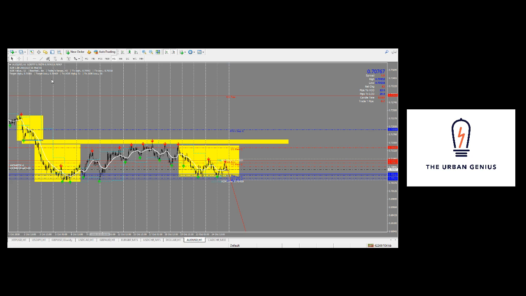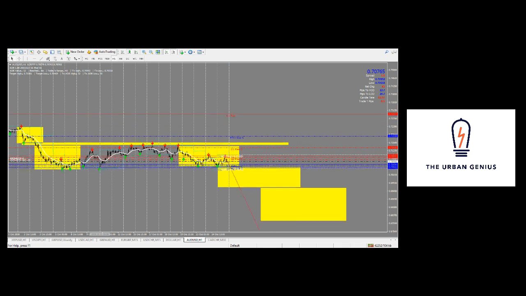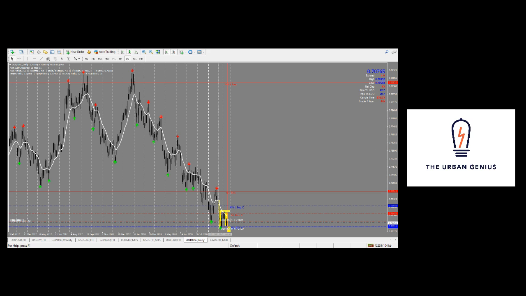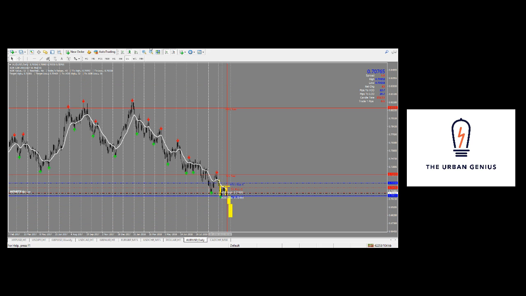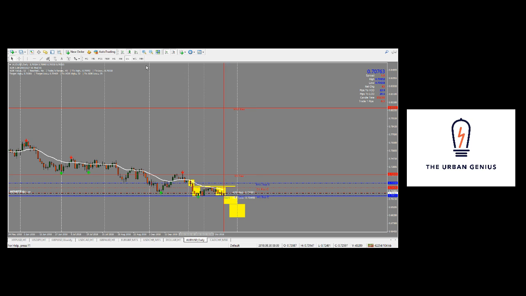So we can anticipate level 1, consolidation. Level 2, consolidation. Level 3. And then we'll begin to rise back up. Now if we come in here to the daily, this is what that will appear as.